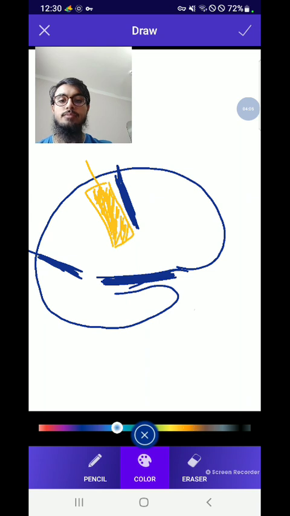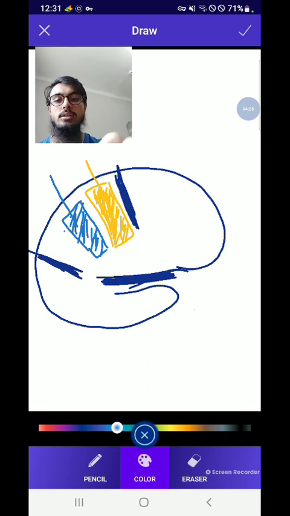The second area, which is highlighted here, is posterior to the primary somatosensory cortex. What is the name of this area? This is the somatosensory association cortex. So the first one is this, and the second one is this.